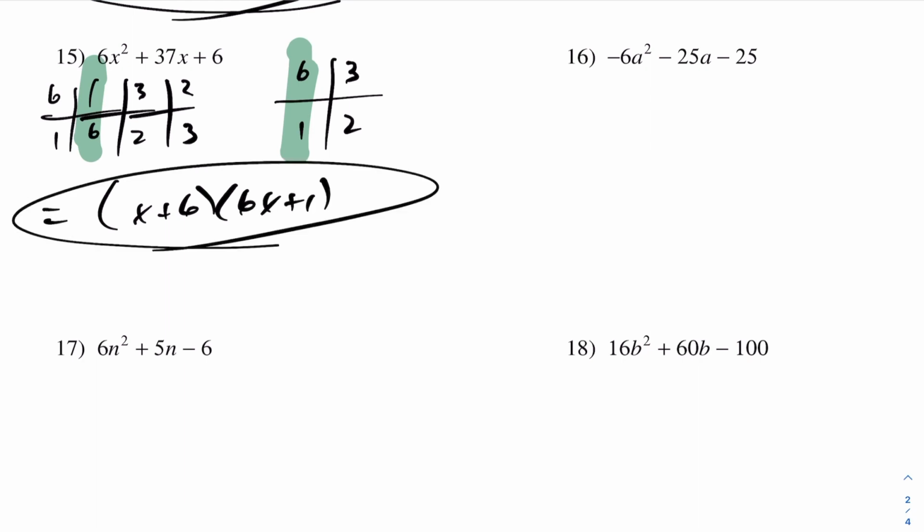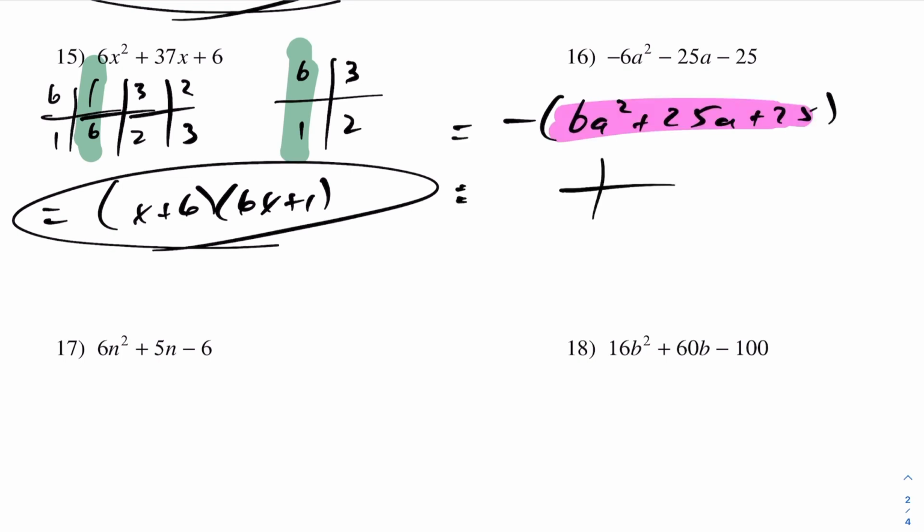So right away for 15 here, you'll notice I cannot factor out the 6, but what I can do, and something that is useful, is I can and should factor out the minus sign. So by factoring that minus sign out here, I end up getting 6a squared plus 25a plus 25. So whenever you do have a leading coefficient that is negative, you should factor that out, else your final answer will not be fully factored.